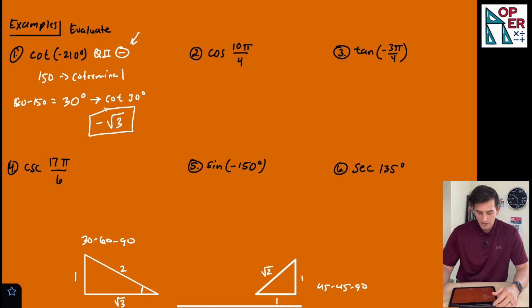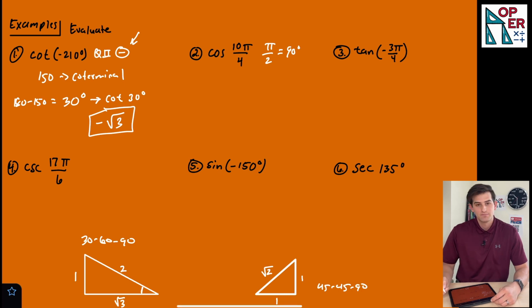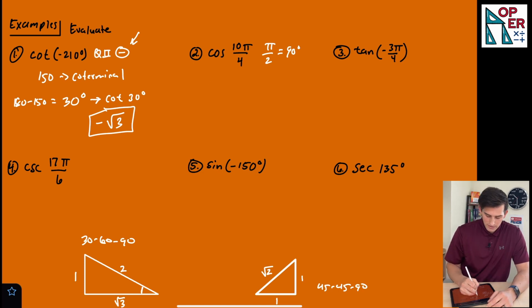So where would pi over 2 be located? Well, that would be located at 90 degrees. So now we can use our knowledge of our unit circle, because at 90 degrees, we know that in our unit circle the point would be (0, 1), and cosine is equal to the x value.